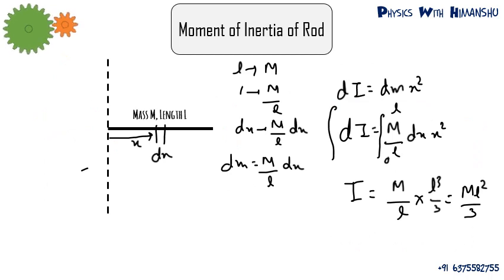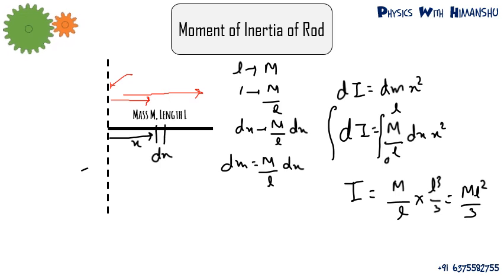Okay, now there is a rod of mass m and length L, and an axis of rotation passing through one of its ends, and we have to find the moment of inertia of this rod about this axis. We can't calculate it easily because the mass is distributed on the rod. So for this case we will use integration.